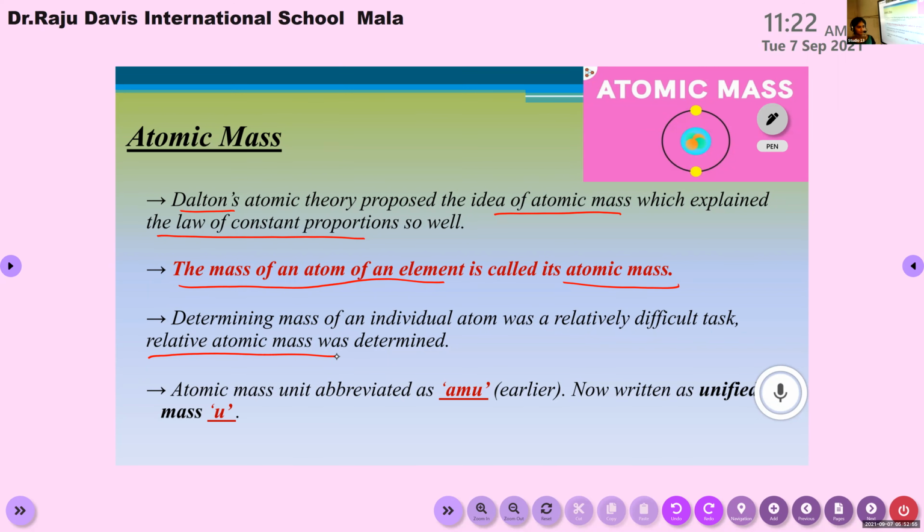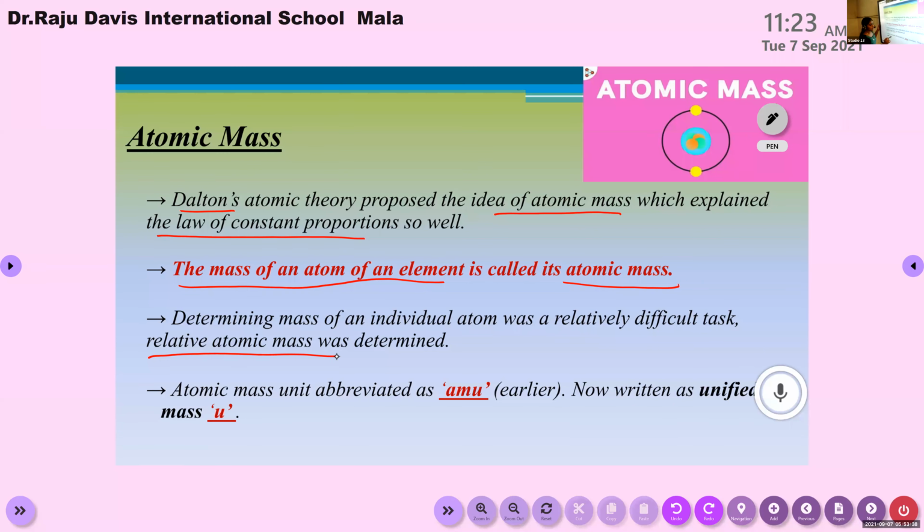Clear, children? Determining the mass of an individual atom was relatively difficult because only after different procedures and different experiments can we find out the atomic mass. You know that in the periodic table, more than 100 elements are there, right? So it will be very difficult to find out the atomic masses of all elements. So here we will find out the atomic mass of one element and compare the atomic mass of all other elements with this value. Okay, clear, children? That's the method of relative atomic mass. Relative means it can be compared or related with a fixed mass.